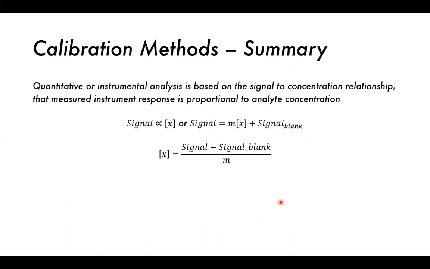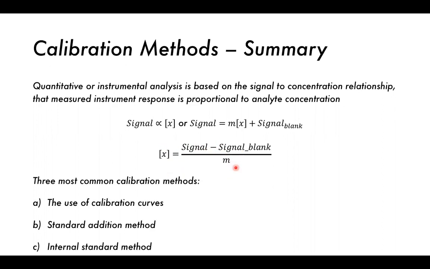So in summary, then, we've gone through all of the different types of calibration methods. We've gone through method development. We've gone through different statistical tests for our analytical and instrumental measurements. And so quantitative or instrumental analysis is based on the signal to concentration relationship. That measured instrument response is going to be proportional to the analyte concentration. So the signal is going to be proportional to concentration, or signal is going to be equal to mx plus the signal of the blank. So the concentration then is going to be equal to the signal minus the signal of the blank over m, which is the gradient.